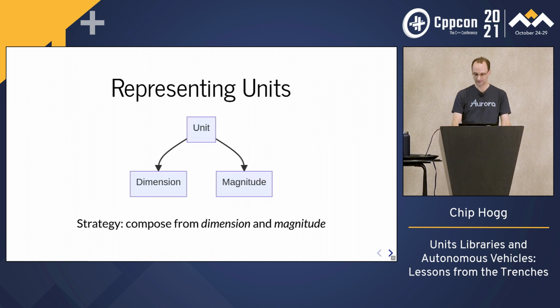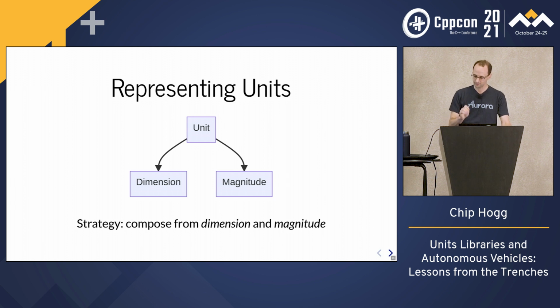Okay, so here's our strategy. We're going to build our unit representation from 2 key parts. The dimension will be what distinguishes different kinds of quantities, and the magnitude, which is a positive real number, gives us the relative size of units of that dimension. So inches and feet both have a dimension of length, and whatever the magnitude of an inch is, we know that the magnitude of a foot is 12 times bigger.